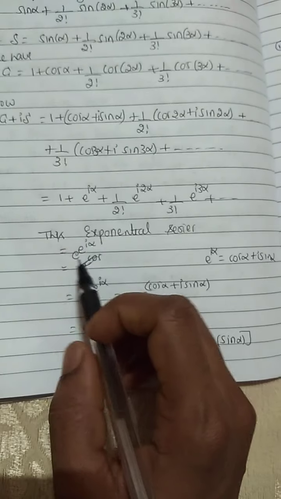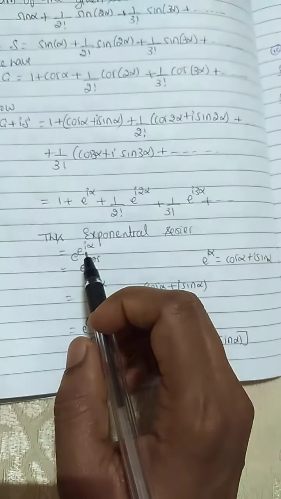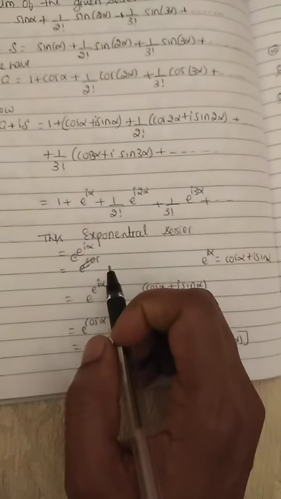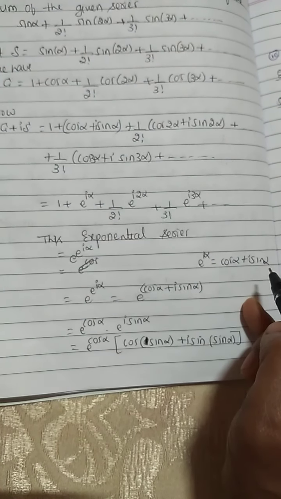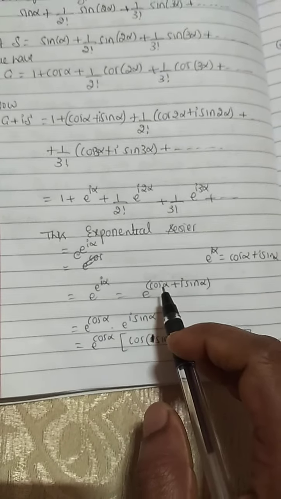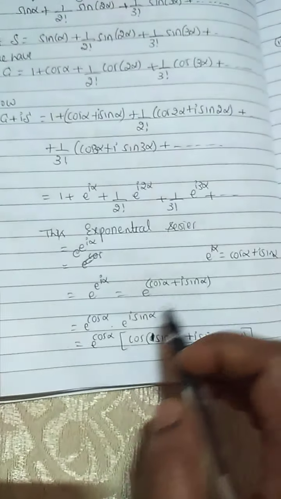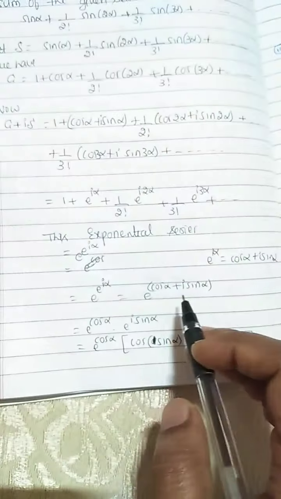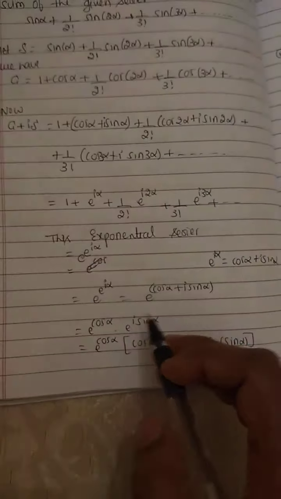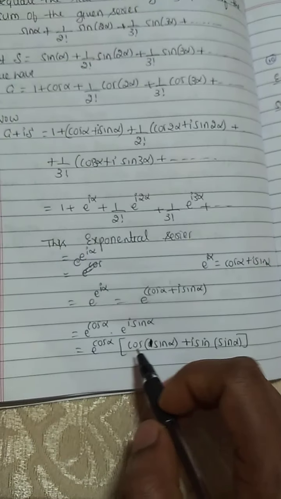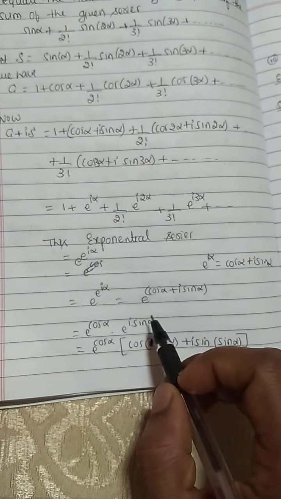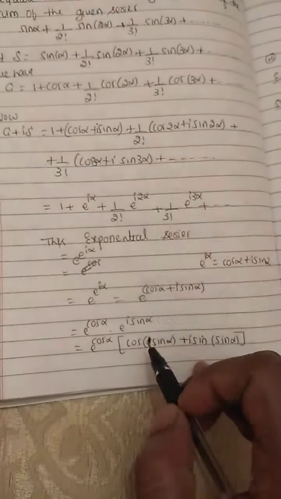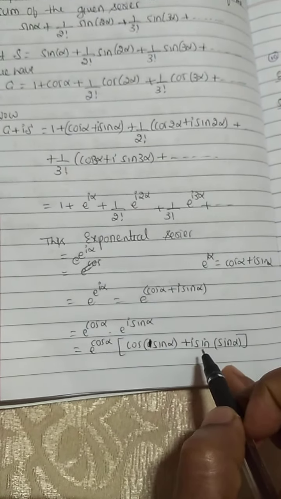This is of the form e power e power i alpha. Replace e power i alpha by cos alpha plus i sin alpha. E power cos alpha plus i sin alpha, that is e power cos alpha into e power i sin alpha. This is of the form e power i theta, cos theta plus i sin theta. Here instead of theta we have sin alpha: cos of sin alpha plus i sin of sin alpha.